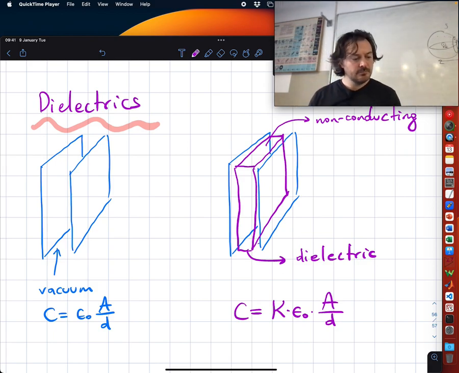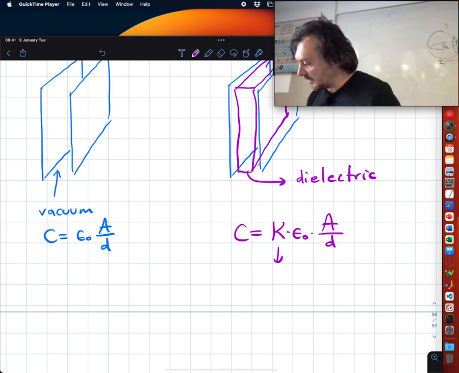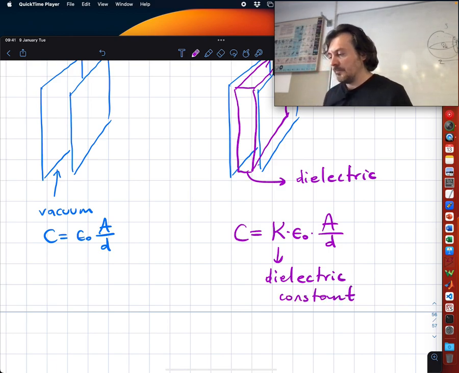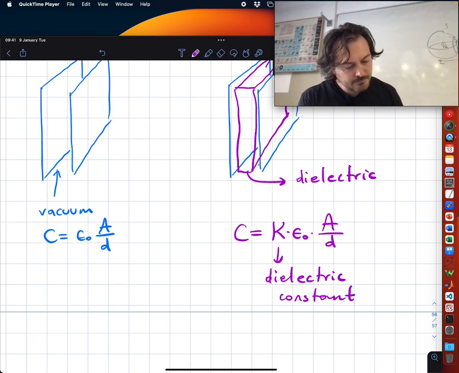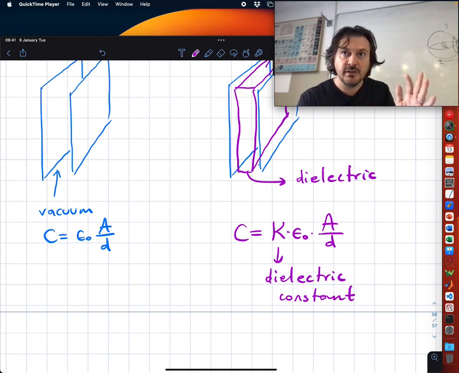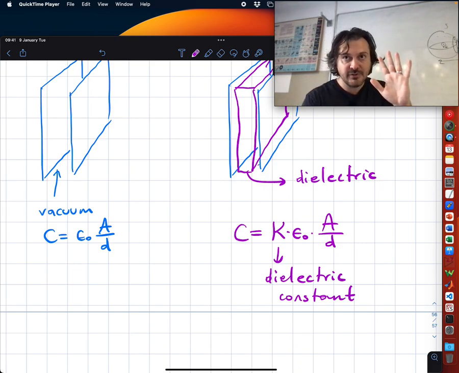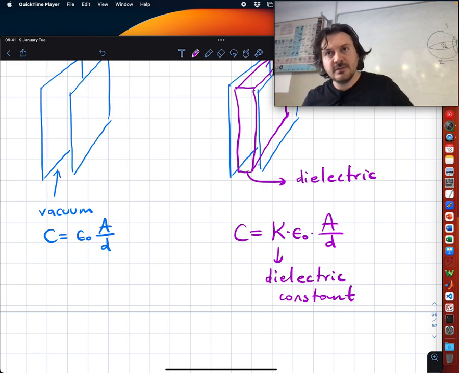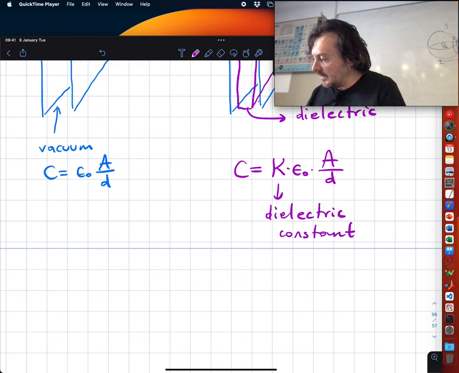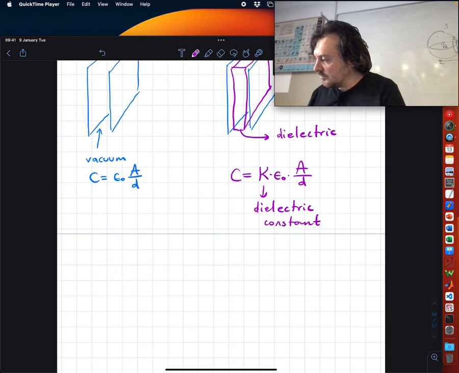What is K? K is the dielectric constant. You are a bit tired, so I don't want to go into too much detail of the physics of this. I will come back to the physics. But for now, it's just K, just like in high school. You have seen dielectrics in high school, right? It's just something that increases capacitance. Then we will come back to its microscopic reason.